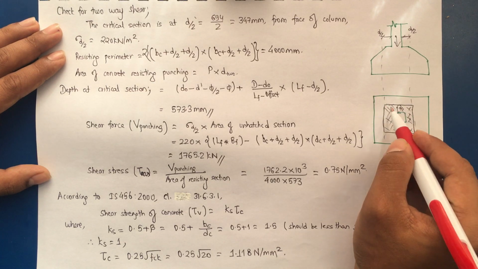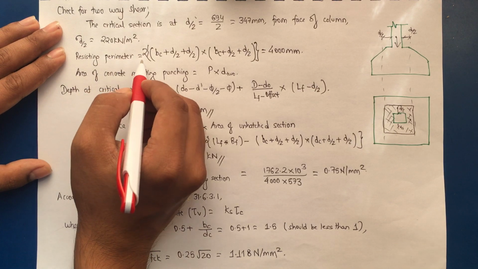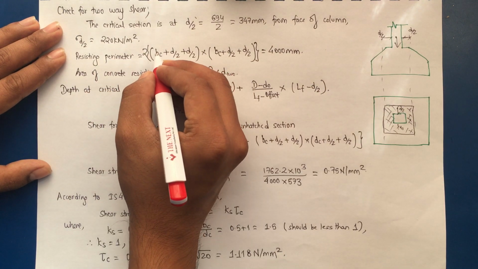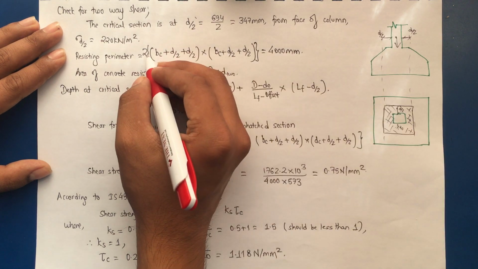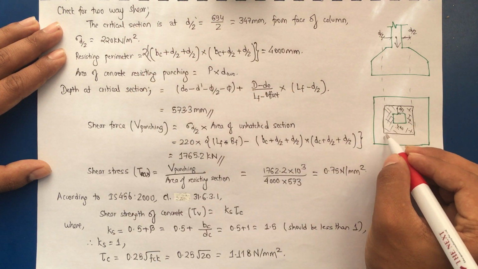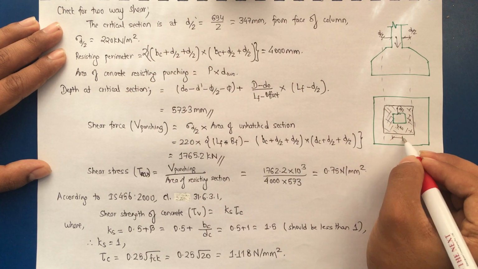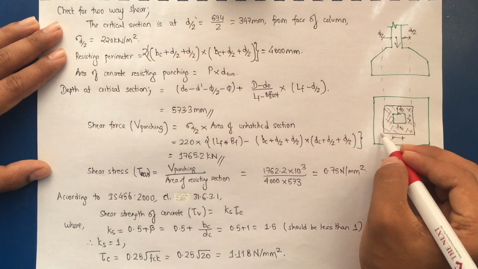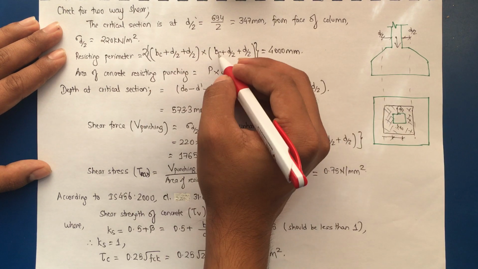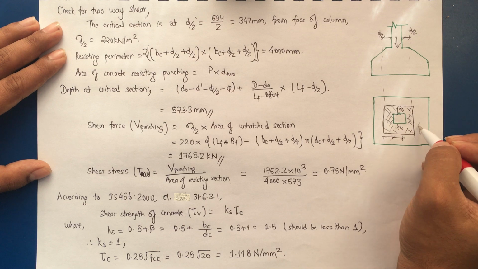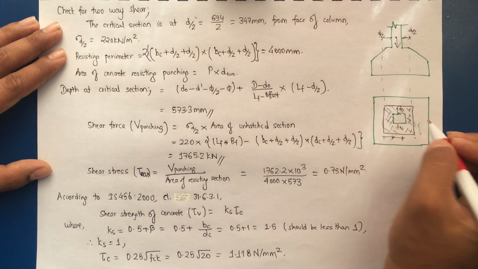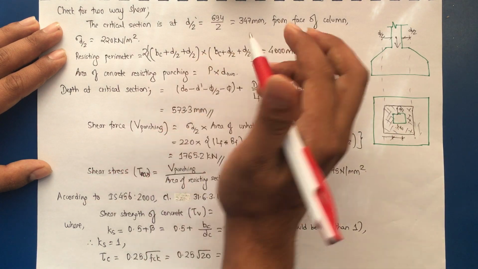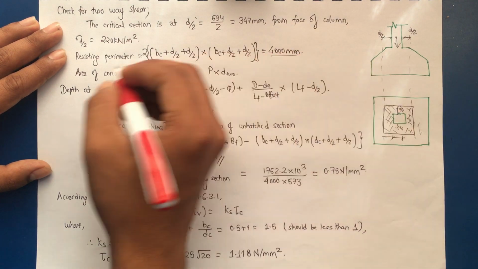And this section is the resisting section, so the resisting perimeter is equal to 2 times, that is for a rectangle it is 2 into (L plus B), so 2 into (BC plus d by 2). Similarly, in this direction, DC plus d by 2 plus d by 2, as both are equal, so you substitute the value and you will get 4000 mm.